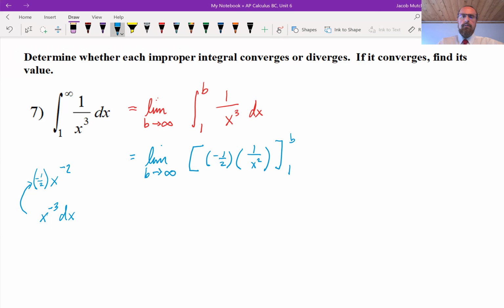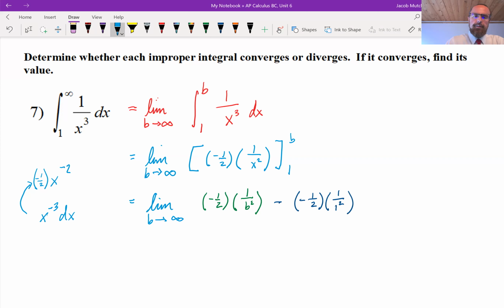to b. So now I want to treat it just like I normally would with a definite integral. I want to evaluate by the fundamental theorem of calculus. So I'll just put limit as b approaches infinity. Then I'm going to plug in these values. So this is going to be equivalent to -½ times 1 over b squared minus -½ times 1 over 1 squared.